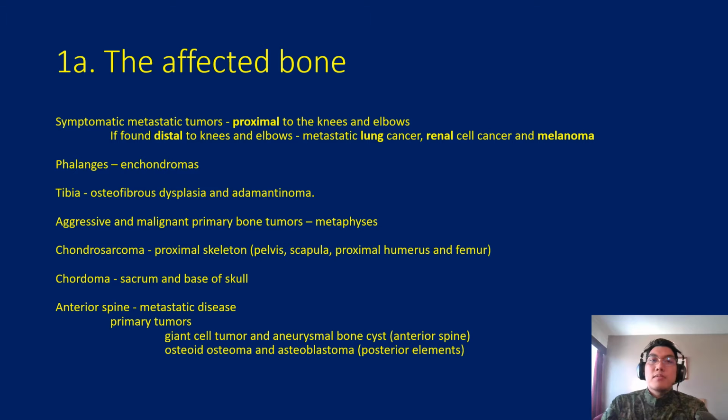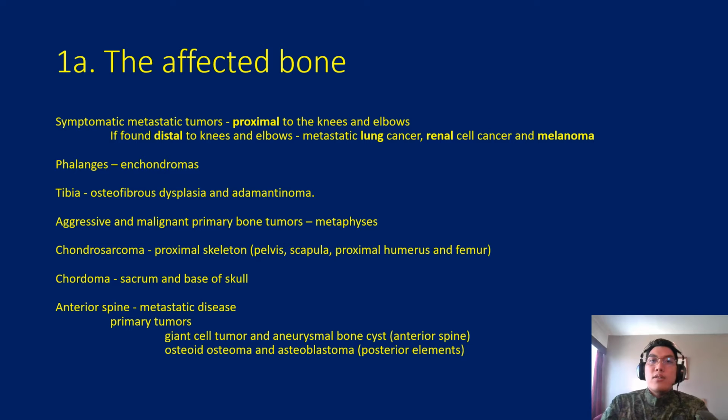and melanoma. Second, phalanges are a common site for enchondromas, which may be quite active and destructive in the hand but are rarely malignant. Next, the tibia is a common site for two rare tumors, osteofibrous dysplasia and adamantinoma. Adamantinoma is rarely found, but when it is, the lesion is in the tibia and virtually never elsewhere. Next, aggressive and malignant primary bone tumors most frequently occur in the regions of greatest longitudinal growth. These sites include the metaphyses of the distal femur, proximal tibia, proximal femur, and proximal humerus.